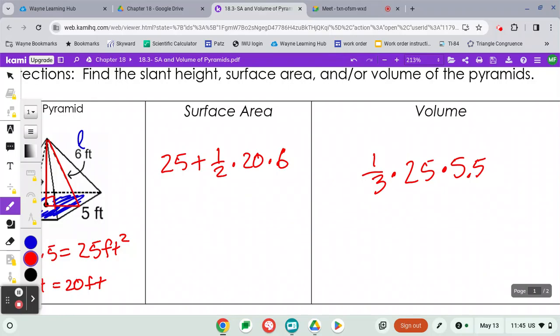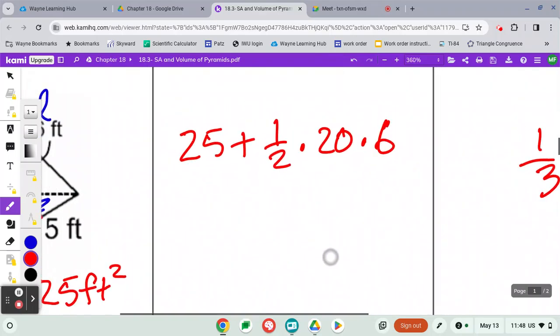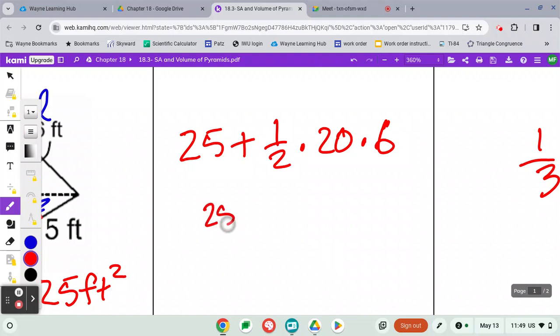So grab your calculators. Let's try it. All right. So we do this. 1/2 times 20. What's 1/2 of 20? 10. 10 times 6? 60. So 60 plus 25, what do we get? 85. Some of you might have chosen to instead do 20 times 6, right? 120 times 1/2 of that, which is 60. We still get the same thing.